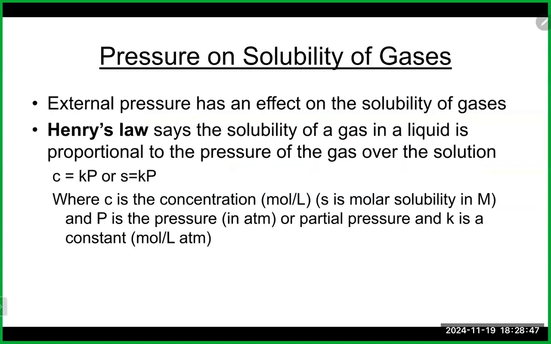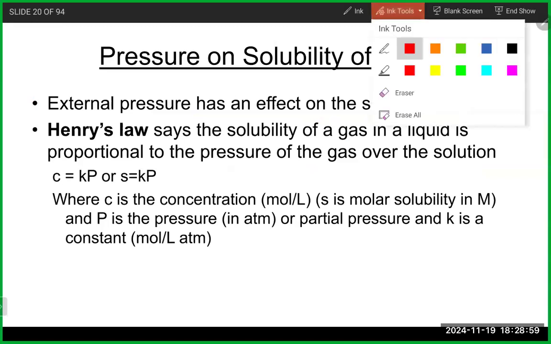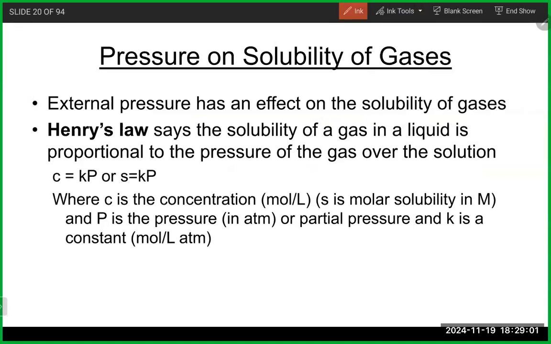All right, so we could actually calculate the effect of pressure on the solubility of gases. An external pressure has an effect on the solubility of gases. This is sometimes referred to as Henry's law. It's the soda can sort of idea. There are two types of formulas for Henry's law. C is equal to k times P. C is the concentration, so usually the molarity. S is the molar solubility.